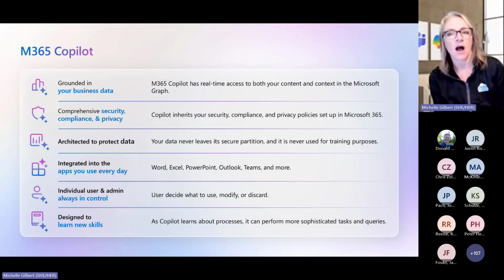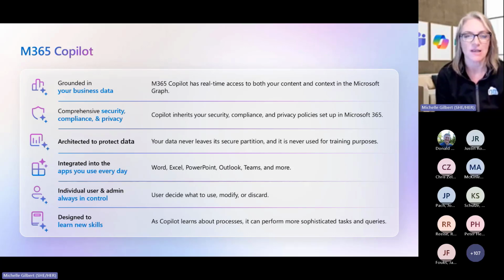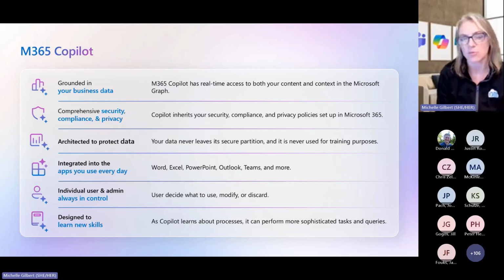So some of the things here on this slide is really around M365 Copilot being grounded in your business data. It has real-time access to both your content and context in the Microsoft Graph. This really isn't any different than search, right? It has real-time access as you save a file, modify a file, share a file, and so forth. Somebody shares it with you, that gets indexed, so you can retrieve that in search. Same thing is true. You can retrieve that in the M365 Copilot experience. It is comprehensive security, compliance, and privacy.